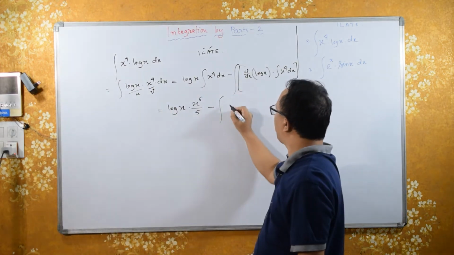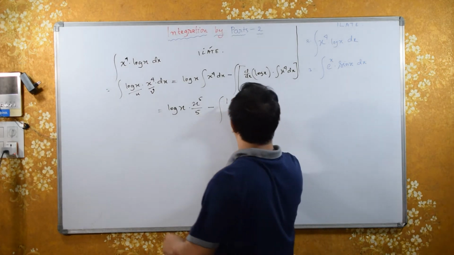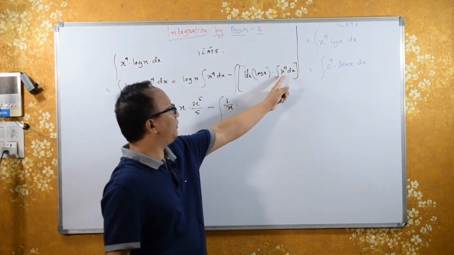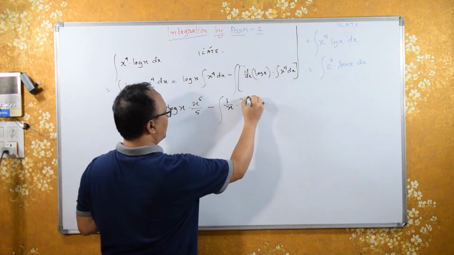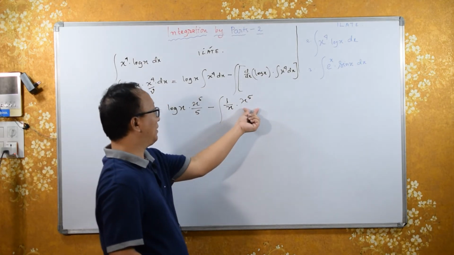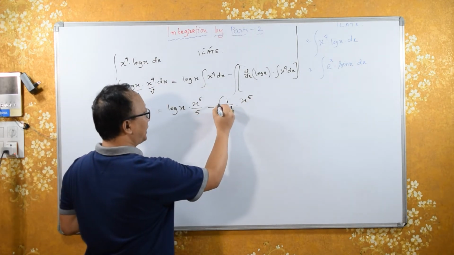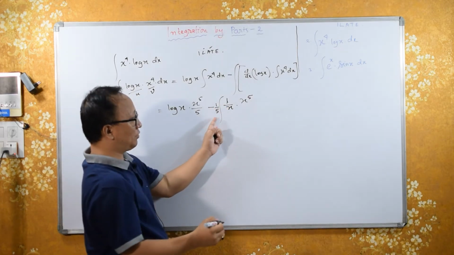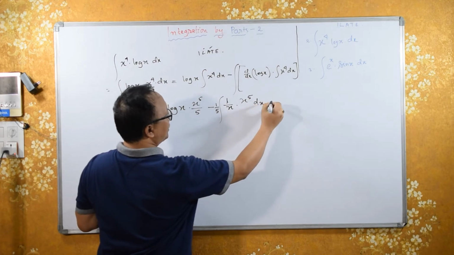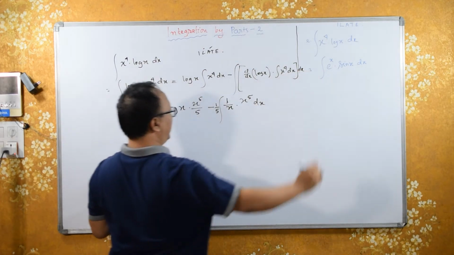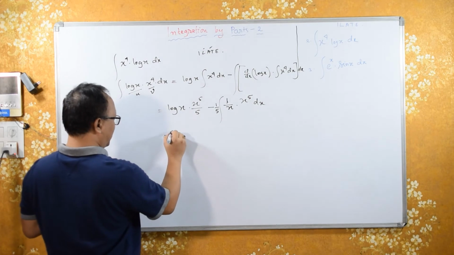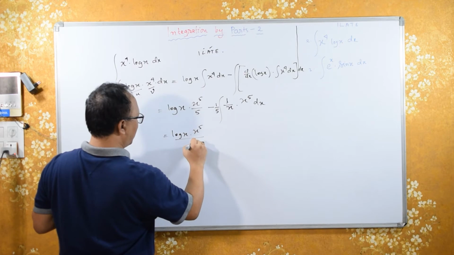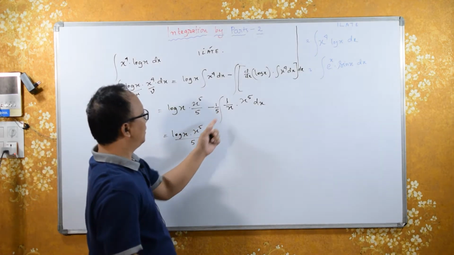1 by x. Here 1 upon x, and the integral of x raised to 4 is x raised to 5 upon 5. So this 5 I can send outside upon 5. So I can send 1 by 5 outside because this is constant. So we have to integrate with respect to x. Over here we have dx. This is same as log of x times x raised to 5 upon 5 minus 1 upon 5.